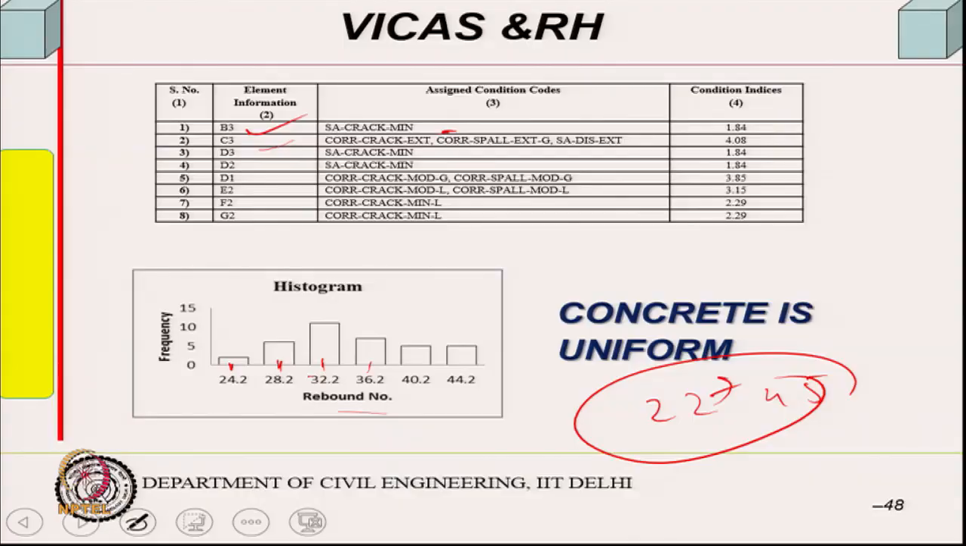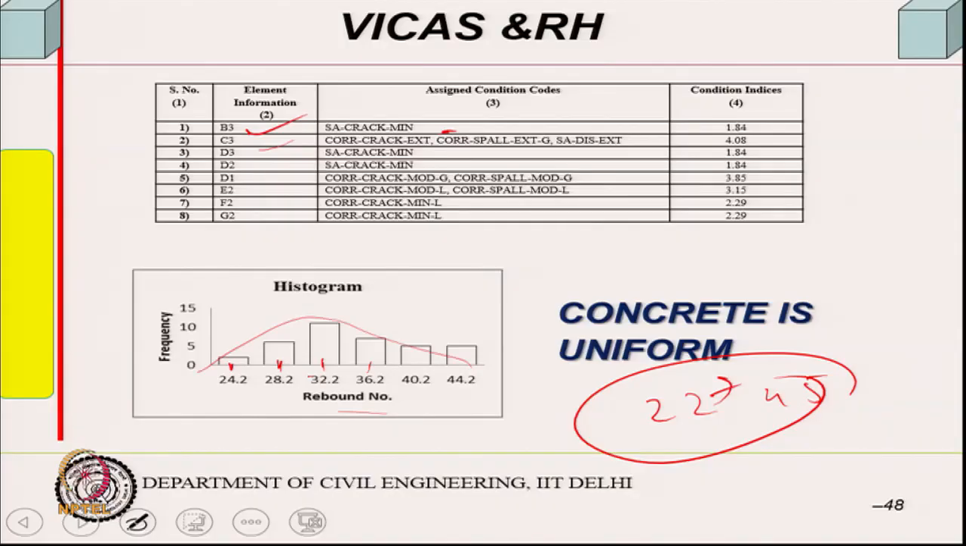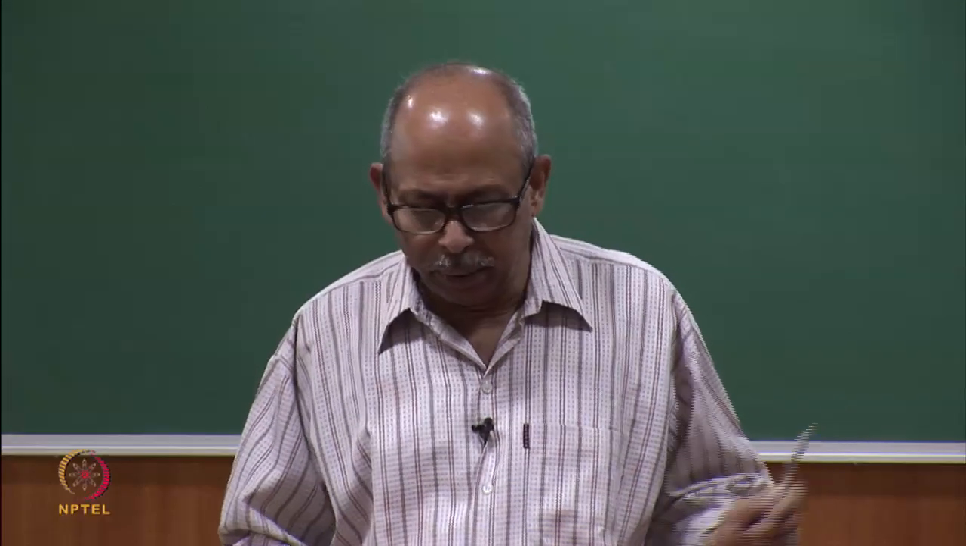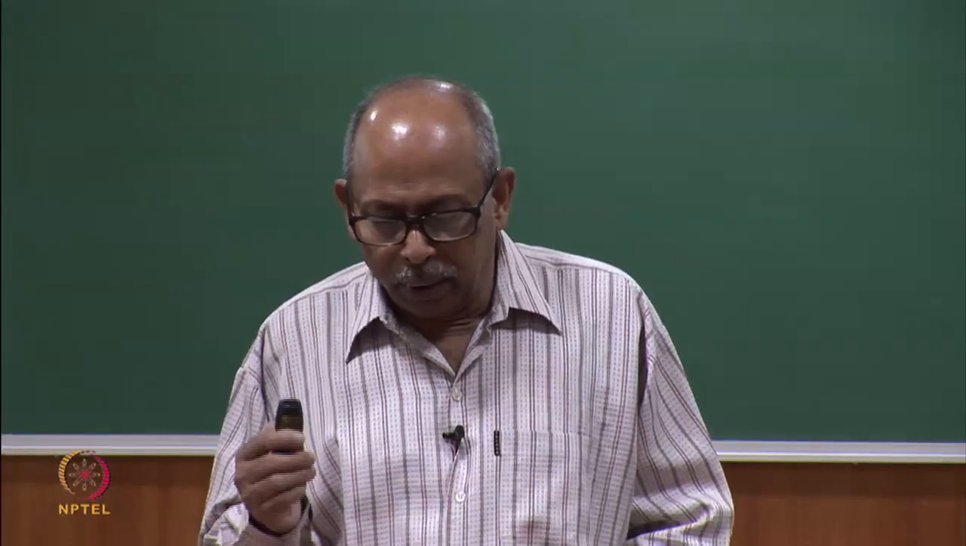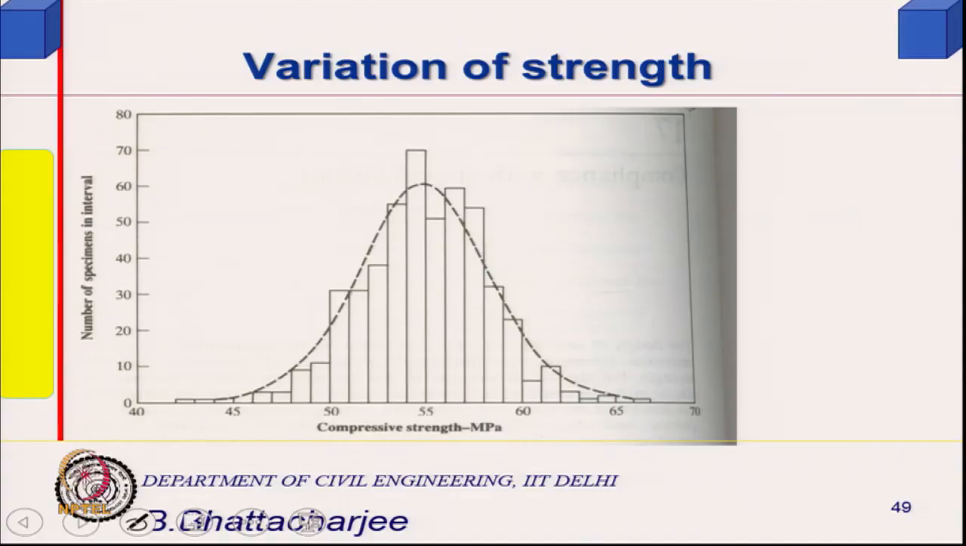Anything you measure on concrete is likely to show a variation of this kind, a peak, and then symmetrically distributed about the peak, right. For example, if I look at the variation of strength, and I test a large number of cubes and plot similar frequency histograms, I get a variation which I can fit with a bell shaped curve.